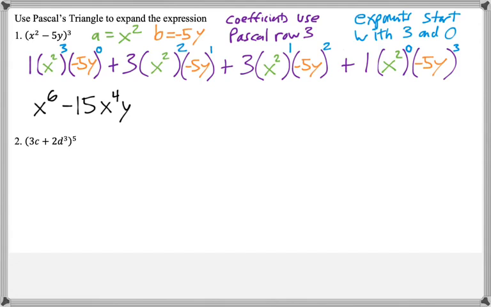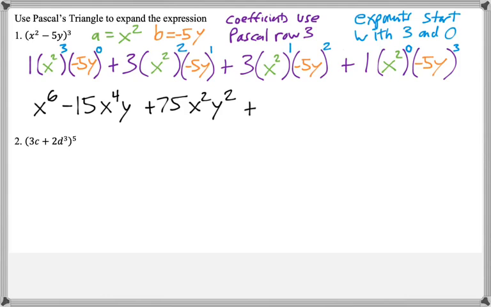For the third term, we have 3 times negative 5 squared. Negative 5 squared is a positive 25, times 3 will give us plus 75. X squared raised to the first power is just x squared, and y squared is y squared.